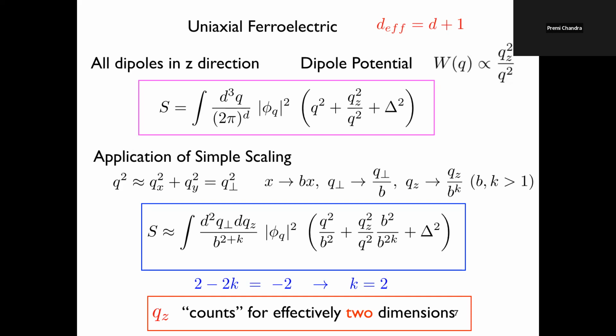Now I can do simple scaling. I can say, let's take x to bx. My action should be invariant to that. So if I take x to bx, then q perpendicular goes to q perpendicular over b. And now I can say, well, what does qz go to? Let's say qz goes to qz over b to some k, where b and k are greater than 1. Then if I apply that idea, you see here I have q squared over b squared. Here I have qz squared over q squared, which means I have b to the 2k over b squared. And for this term and that term to be the same, I need 2 minus 2k equals minus 2, which means k equals 2.